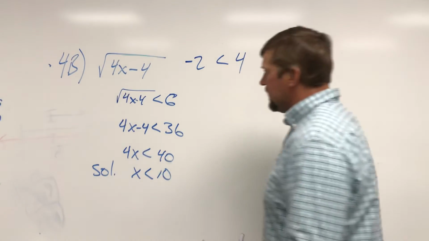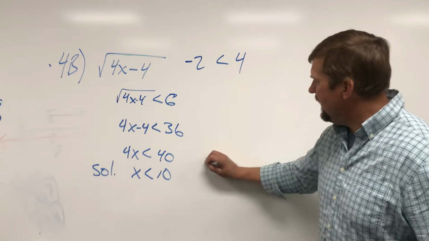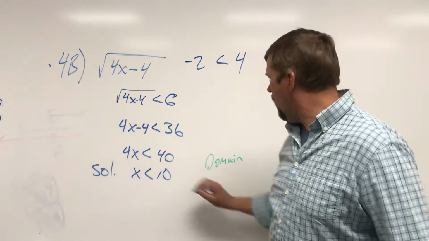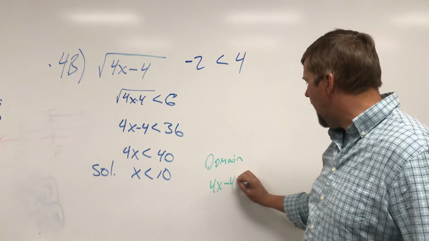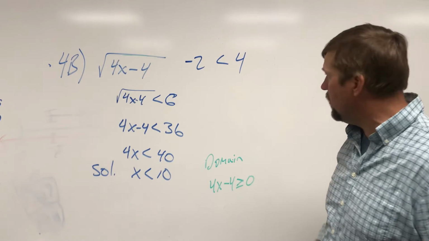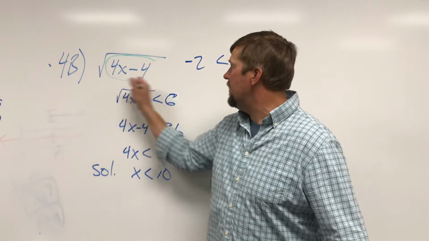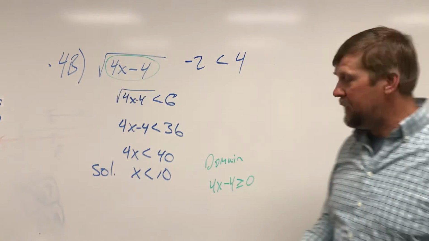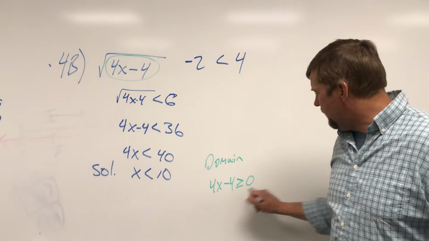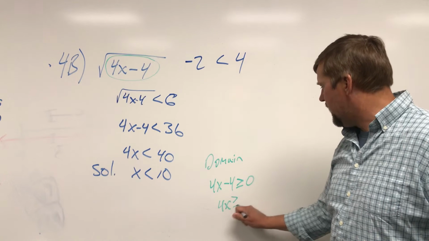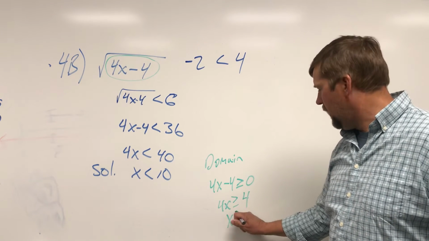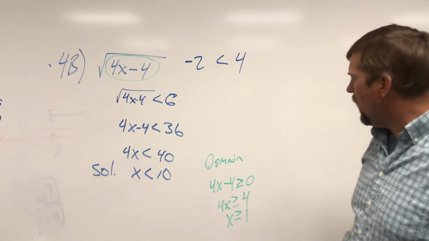Okay, so let's check the domain. The domain, we know, has to be 4x minus 4 greater than or equal to 0 because it's underneath an even radical. Anytime whatever's underneath an even radical can't be negative. And so you add 4, you get 4x is greater than or equal to 4. Divide by 4, I get x is greater than or equal to 1.